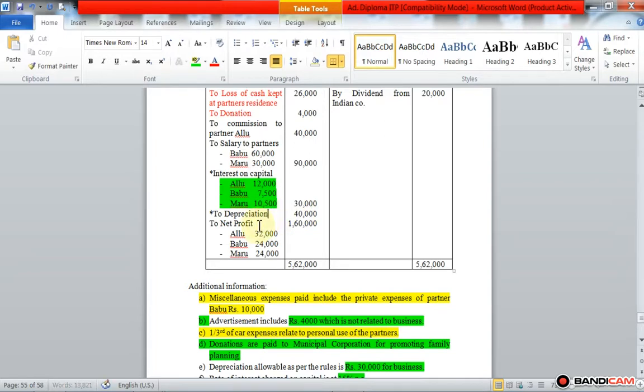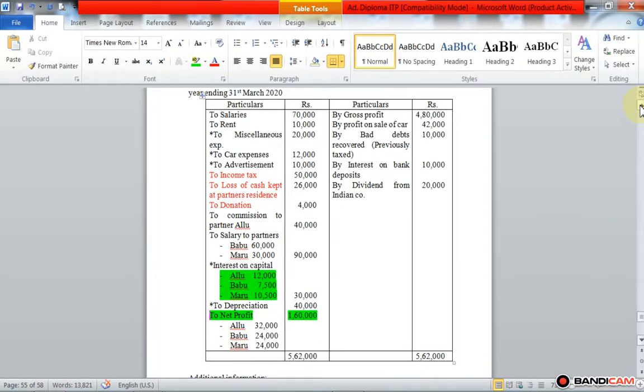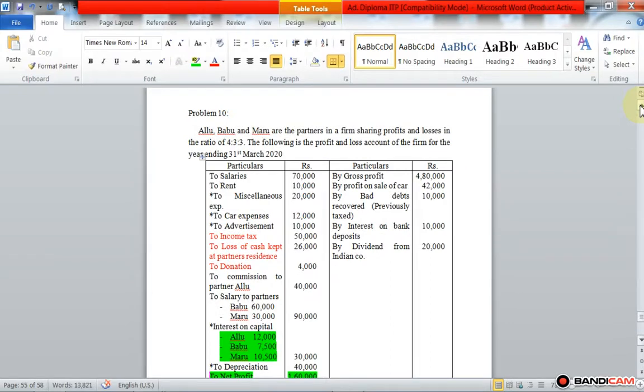Then net profit 1,60,000. So net profit is important while computing the income from firm. It amounted to rupees 1,60,000. Then we read all the debit side here, then we read the credit side of the profit and loss account. Here, by gross profit 4,08,000.